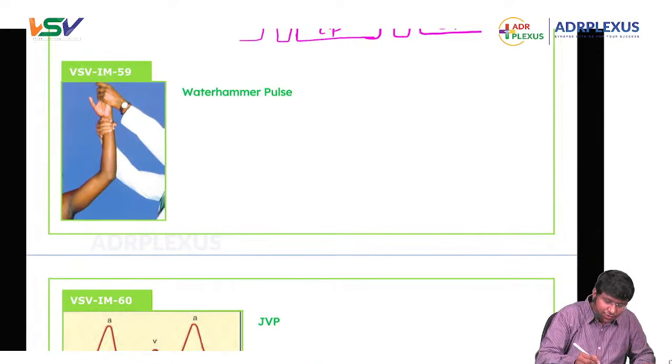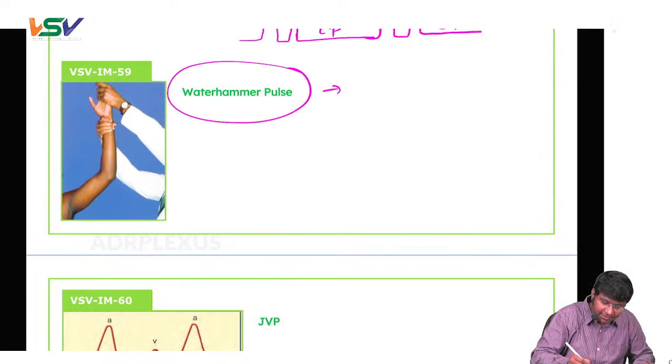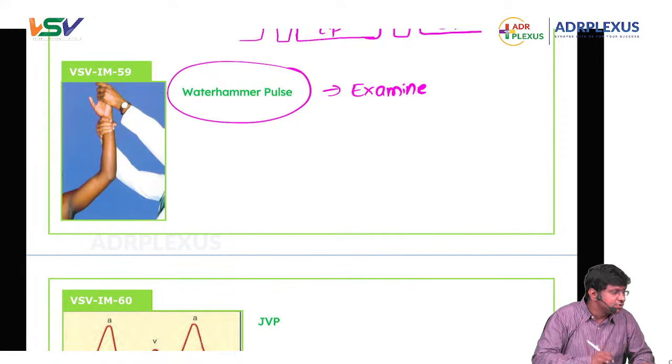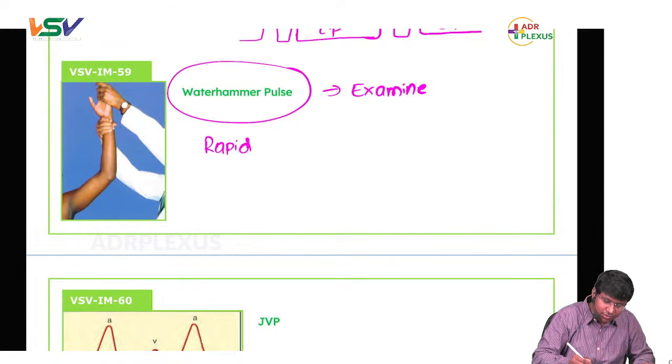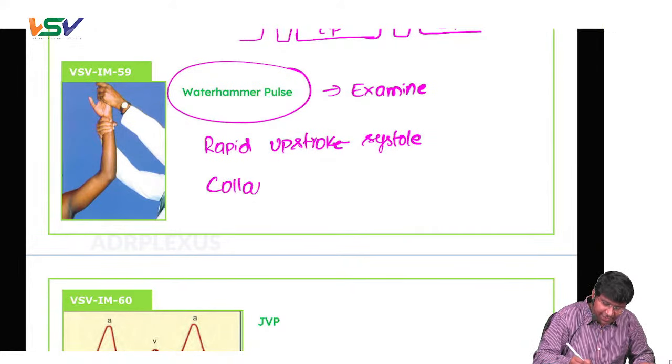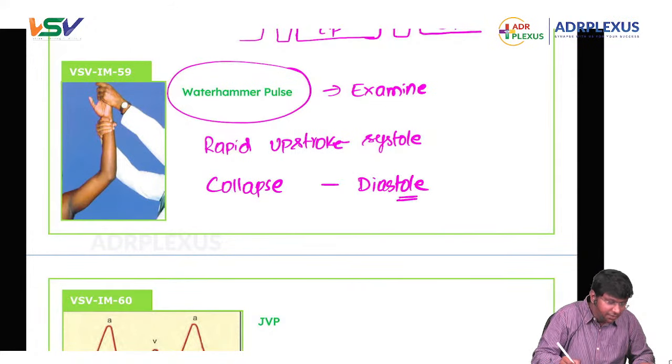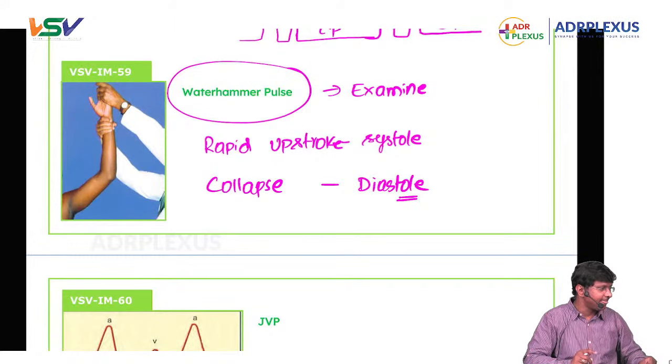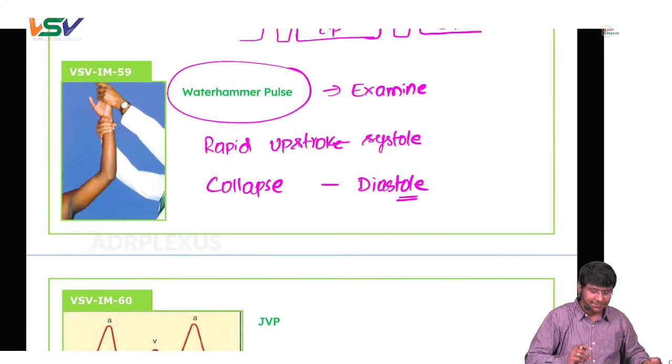Now this is how you need to examine the water hammer pulse. So what is that you will notice in the water hammer pulse? You will notice that there is a rapid upstroke, and this rapid upstroke is observed during the systole, and this will be followed by collapse, and this collapse is observed during the diastole, right? Okay, so this is what is called the water hammer pulse.